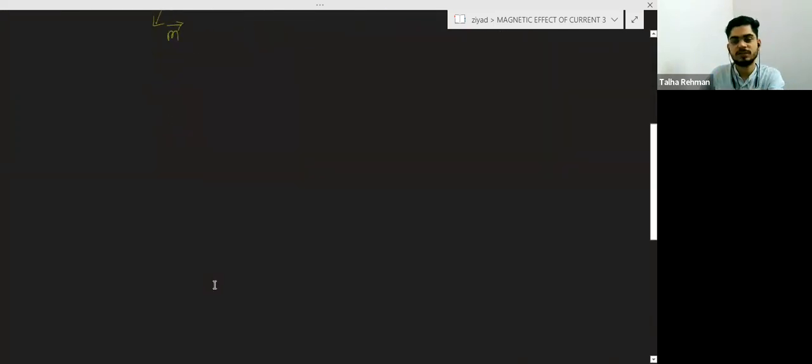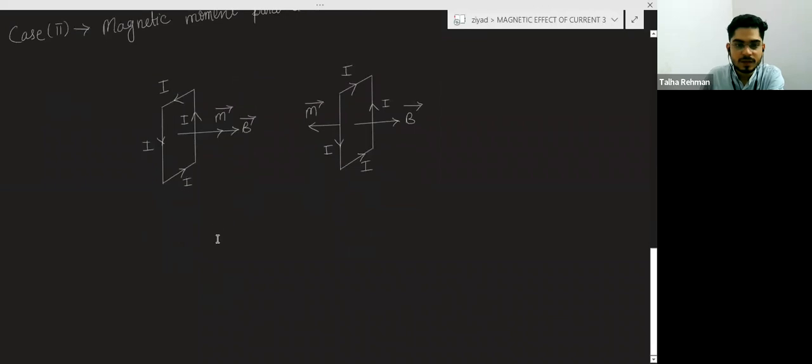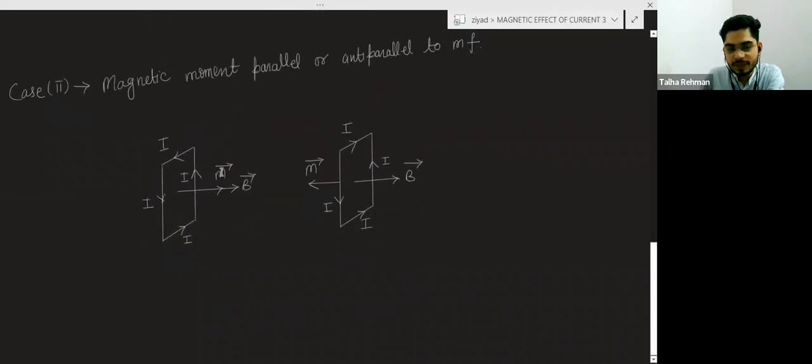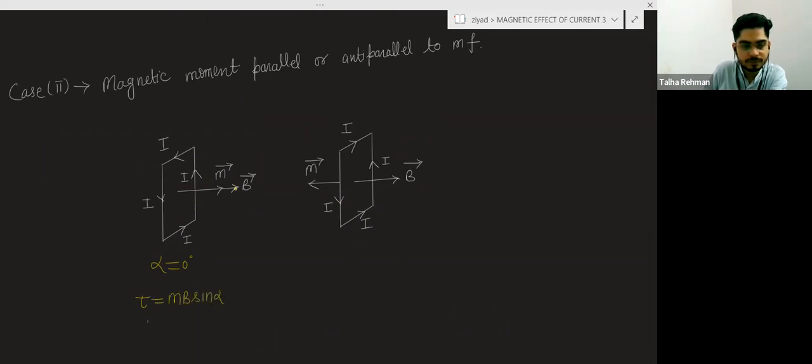Now the second case. If the magnetic moment and the magnetic field are in the same direction, then in this case alpha is equal to 0 degrees. So torque is MV sine alpha. Torque is equal to MV sine 0. What is the value of sine 0?